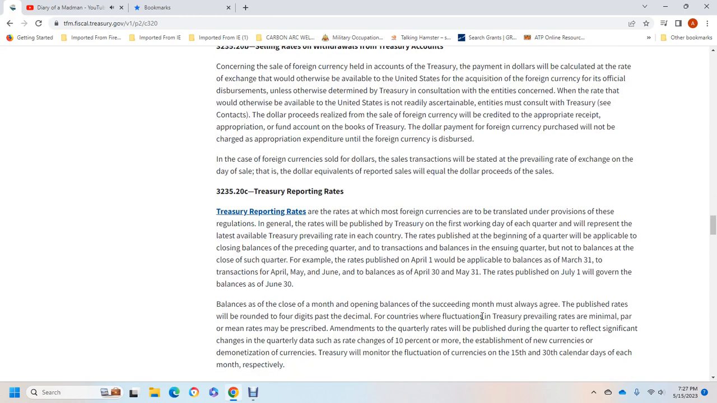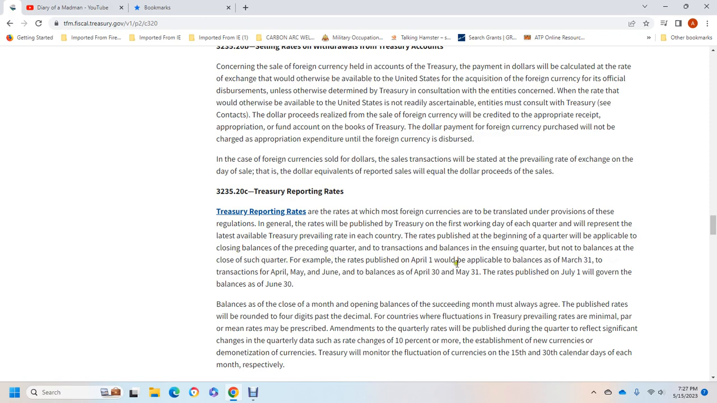Alright, 3235.20c Treasury reporting rates. The Treasury reporting rates are the rates by which most foreign currencies are translated under these regulations. General rates are published by the Treasury on the first working day of each quarter, representative of the latest rates available to the Treasury prevailing for each country. The rates are established beginning each quarter, applicable to the closing balance of the preceding quarter and the transactions and balances of the ensuing quarter, not to be changed over the scope of the quarter.